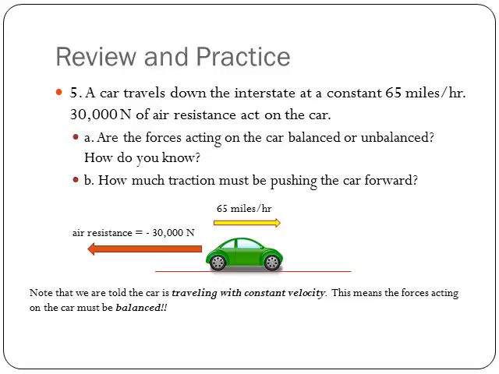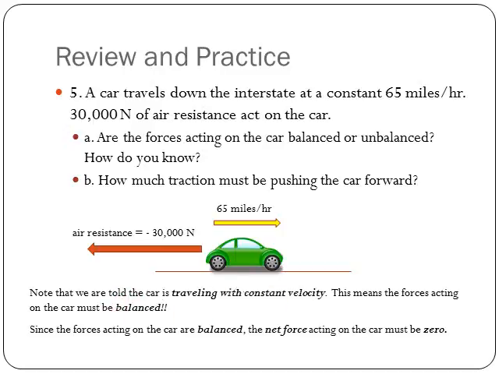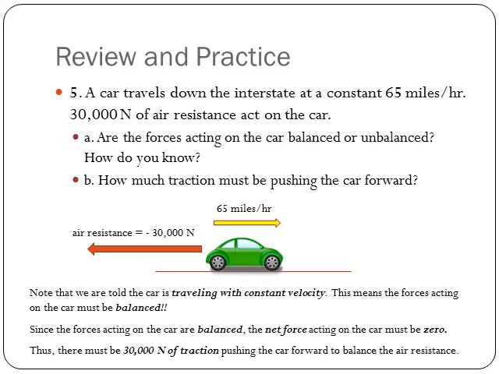Second question. How much traction must be pushing the car forward? Well, if we consider our answer to the first question, we know that the forces are balanced, and that means the net force has to be zero. Since the forces acting on the car are balanced, the net force acting on the car must be zero. So think about how much force we have to be pushing this car forward, the traction, in order to have a net force of zero, considering how much we know the air resistance is. Thinking about that, the answer is 30,000 newtons. Thus, there must be 30,000 newtons of traction pushing the car forward to balance the air resistance.